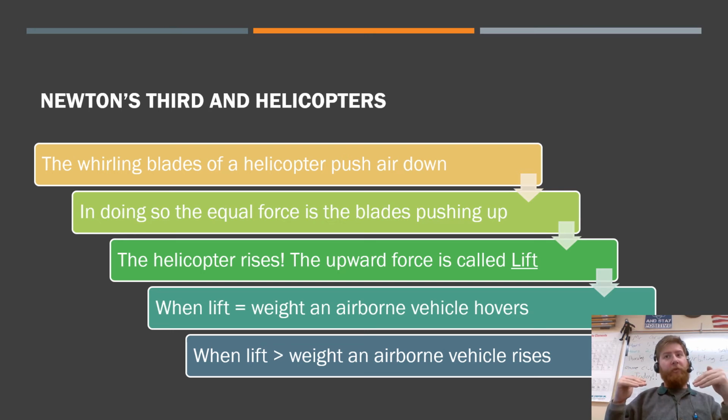When lift equals weight, so the force of gravity pulling down equals the lift, an airborne vehicle, helicopter, plane hovers. They don't change altitude. But when lift is greater than the weight, an airborne vehicle rises. That's what airplanes are built to maximize: the lift, so that they can get that air pushing down as hard as they can to push them up as hard as they can.